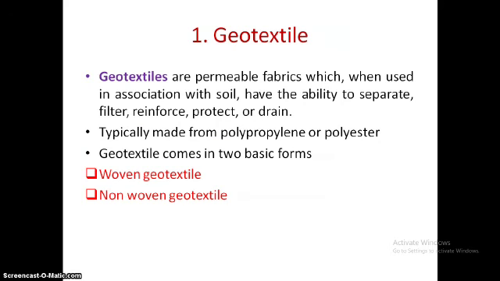Geotextile. Geotextiles are permeable fabrics which, when used in association with soil, have the ability to separate, filter, reinforce, protect or drain. These are typically made from polypropylene or polyester. Geotextile comes in two basic forms: woven geotextile and non-woven geotextile.